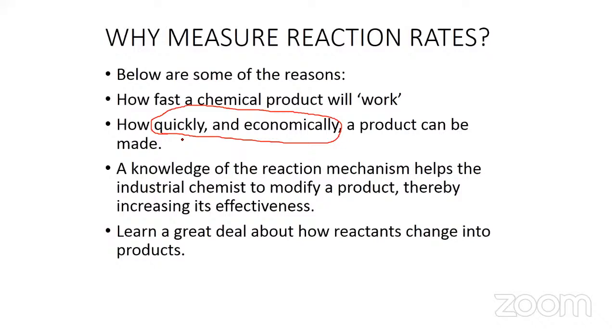So how do I get more money? Economically, if I manipulate the factors that can give me more ammonia, I will get more ammonia, and I will spend a small amount of money. And that's what I mean: how quickly and economically a product can be made. How do you get to know that? So that you can maximize your profit. So it's very important how quickly and economically a product can be formed.